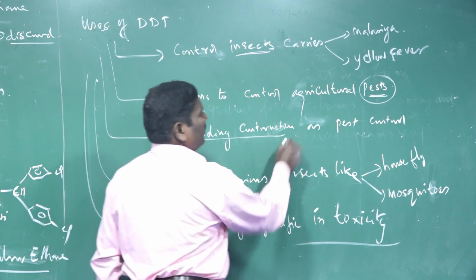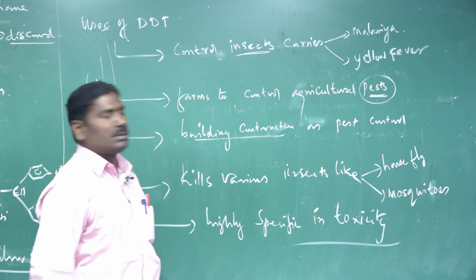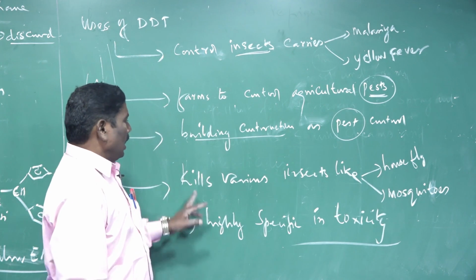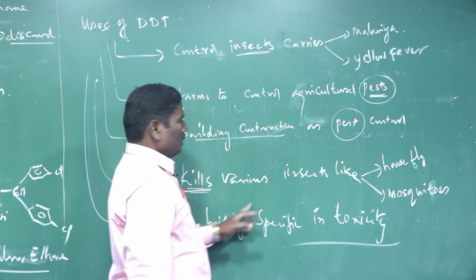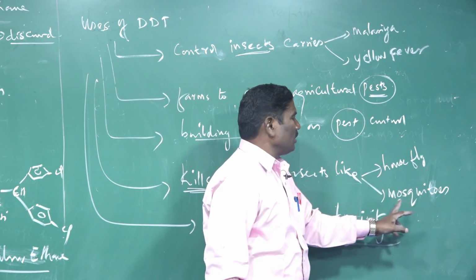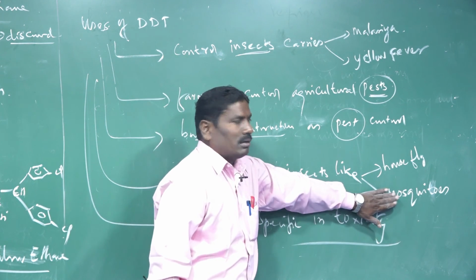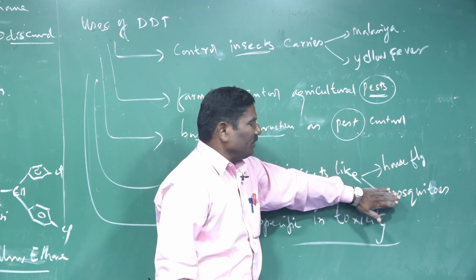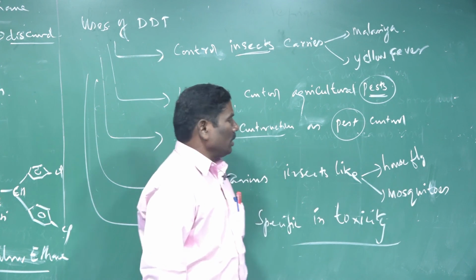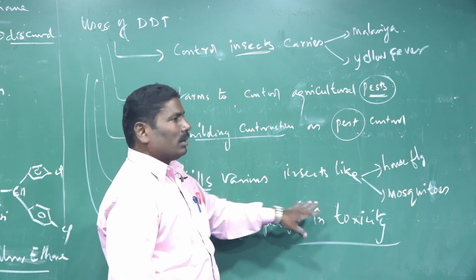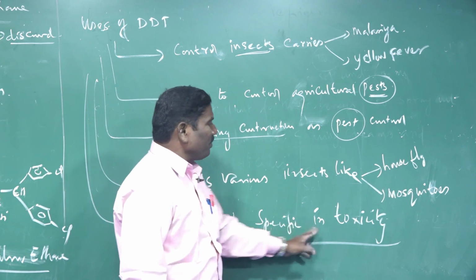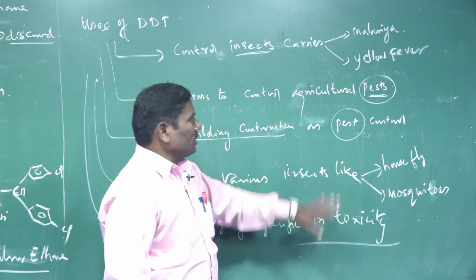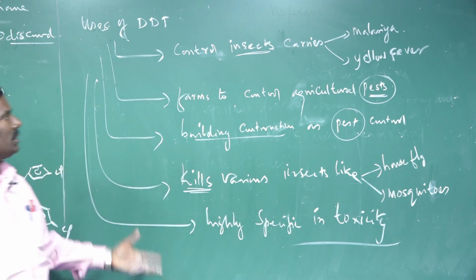And for building constructions, in the basement of buildings, we can use it as a pest control, and it kills various insects like houseflies and mosquitoes. These are very dangerous to human beings, carrying many diseases and giving more disease to human beings, and we have to kill them by using DDT, which is highly specific in its toxicity. Toxicity is nothing but being highly poisonous. These are all the uses, and that is the reason we have to study them.